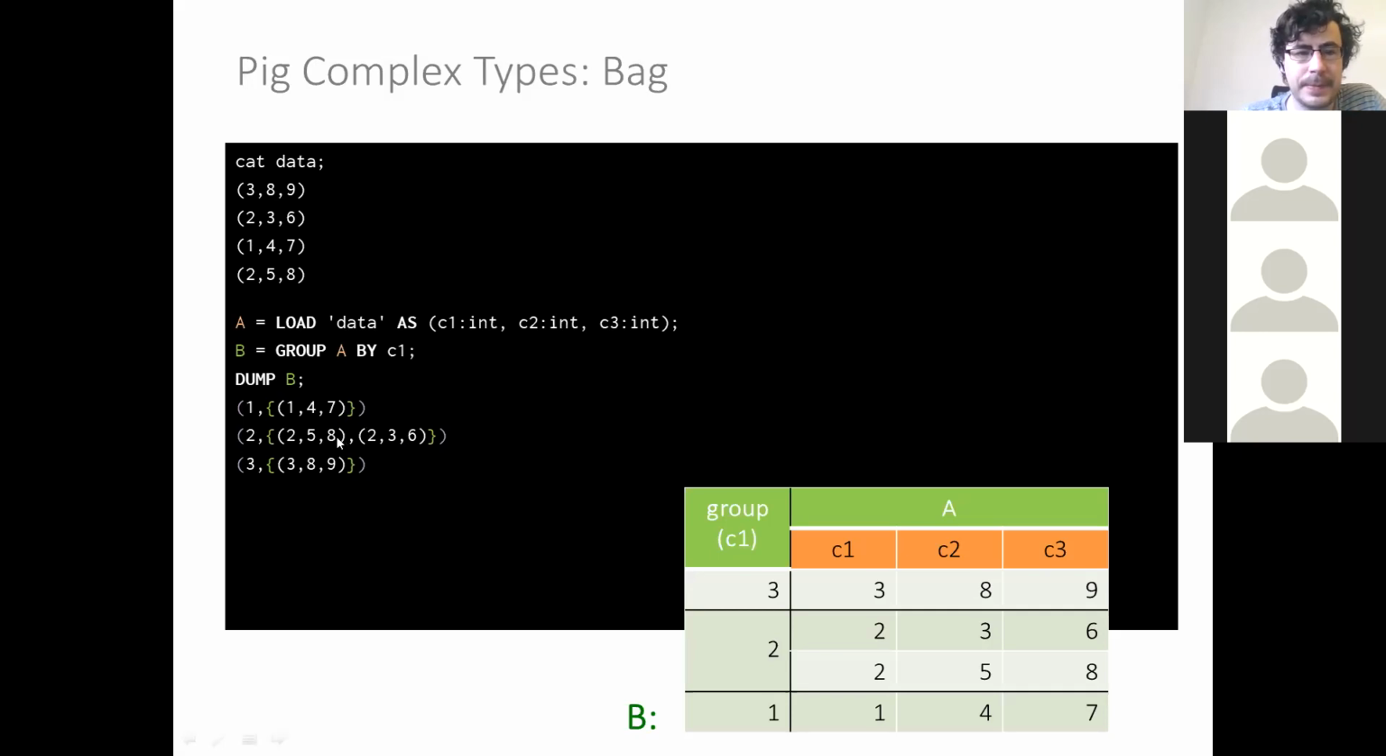So what we have here is essentially the group by key, and then the value will be a bag of tuples, and those tuples will be all of the rows of the base relation that have that value in the corresponding column. So here we need bags to represent this sort of aggregation.